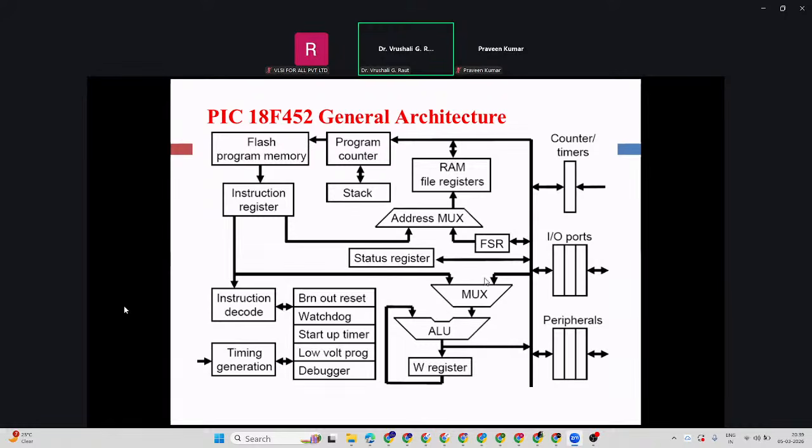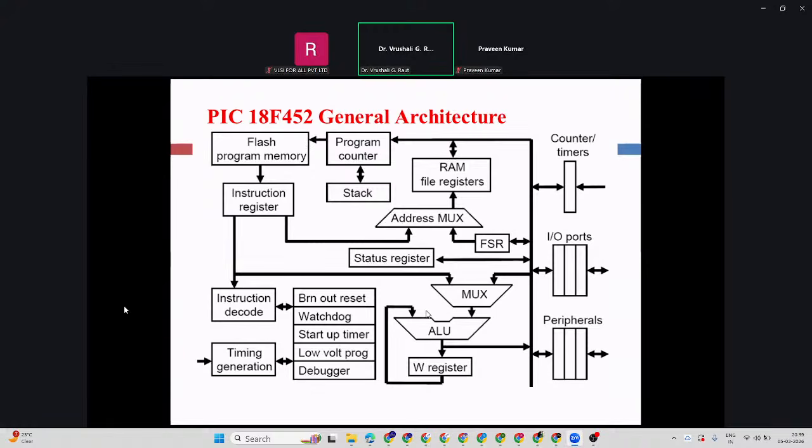Are you getting it? This is the most important part of your 18F microcontroller, because here the execution is happening. Whatever you want to do, the execution happens here. Now, the remaining are all supporting things.